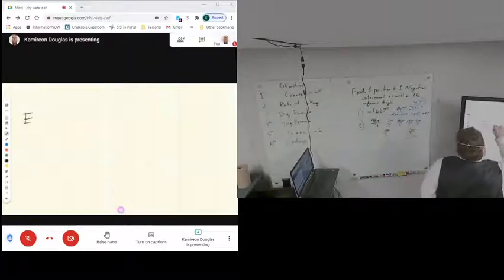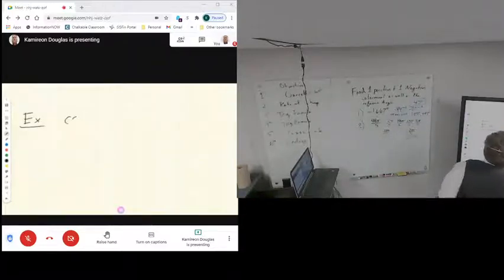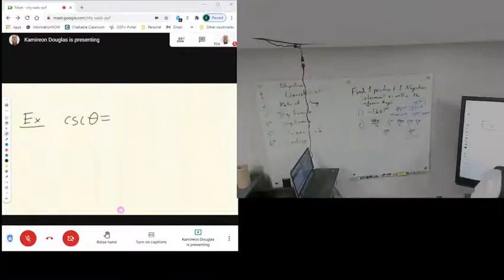Example. Let's use a different trig function. Let's say cosecant of theta is equal to 30 over square root of 197.